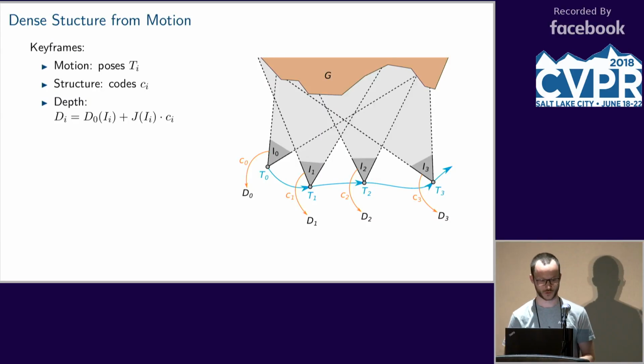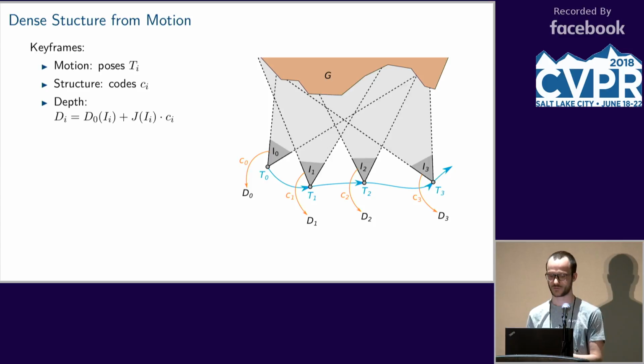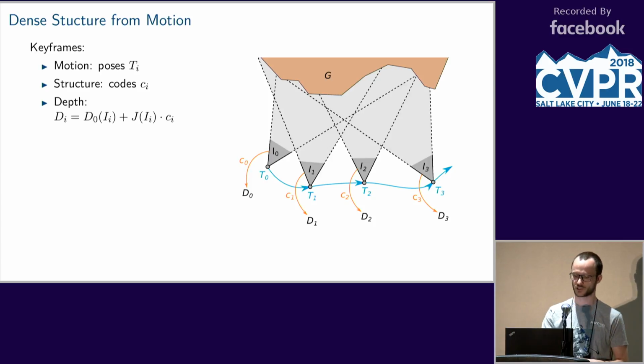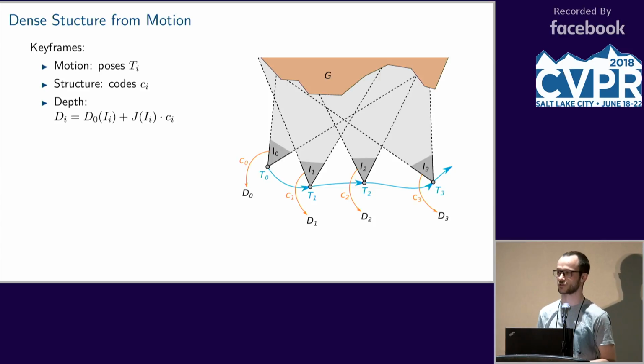So how are we doing that in detail? What we're doing is we follow a keyframe-based approach. So on the right side, you see 4 keyframes. And with every keyframe, we have a pose and a code. And these are our variables. Now we can retrieve the depth from the code by just using our network. So the depth is just a linear function of our code.